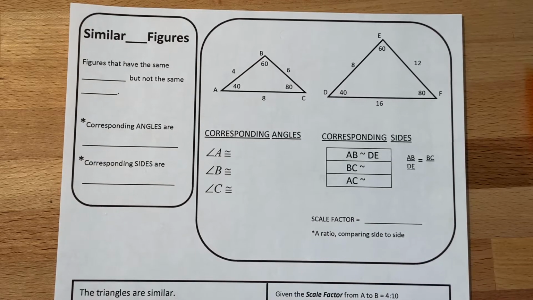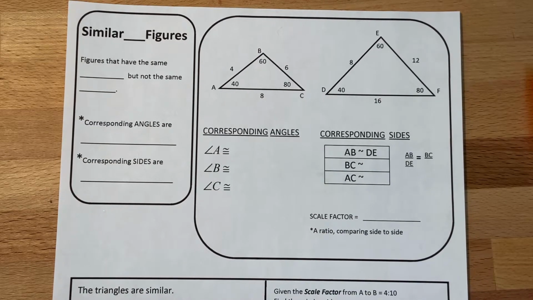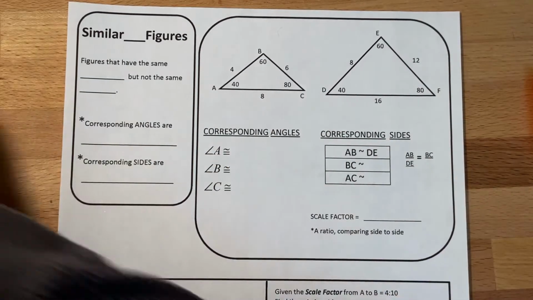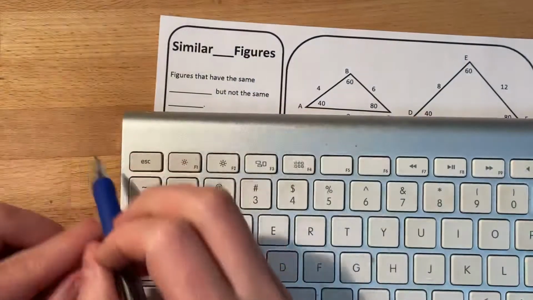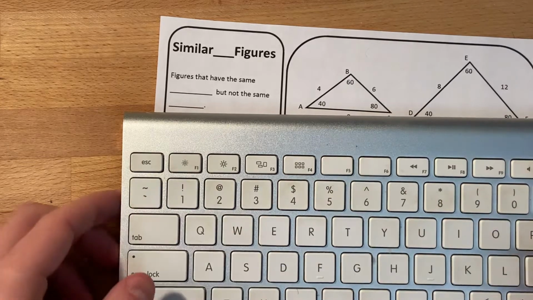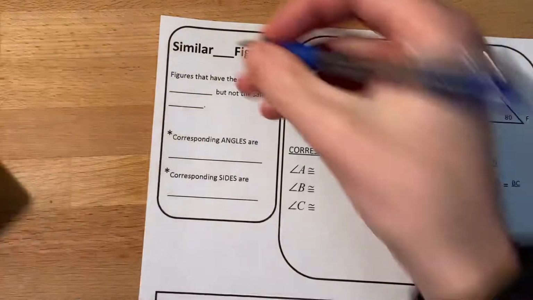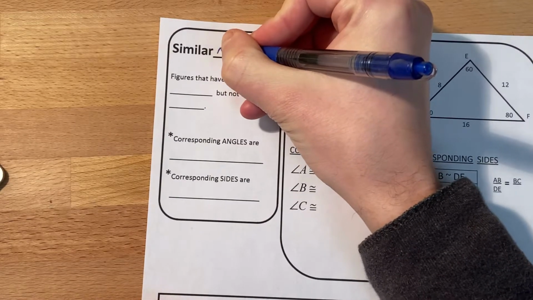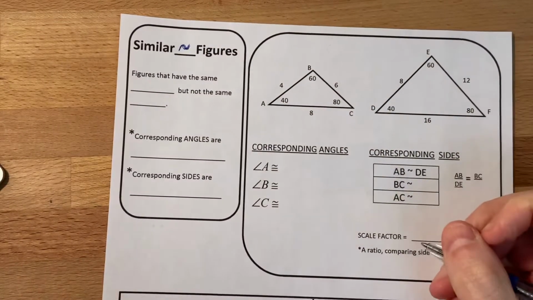So, first of all, similar. There is a symbol that we will be using for similar. It is called a tilde, or more commonly known, that little squiggly thing on your keyboard that looks really funny. It's called a tilde, and that is the symbol we use for similar. So you will be seeing that. That is that, and it means similar.